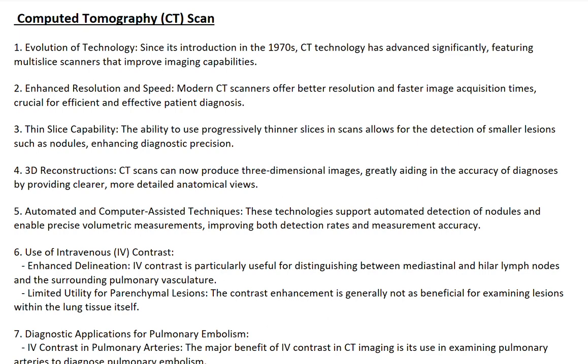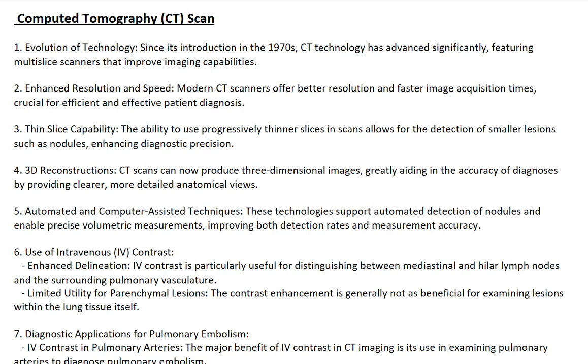3. Thin slice capability. The ability to use progressively thinner slices in scans allows for the detection of smaller lesions such as nodules, enhancing diagnostic precision. 4. 3D reconstructions. CT scans can now produce three-dimensional images, greatly aiding in the accuracy of diagnoses by providing clearer, more detailed anatomical views. 5. Automated and computer-assisted techniques. These technologies support automated detection of nodules and enable precise volumetric measurements, improving both detection rates and measurement accuracy.